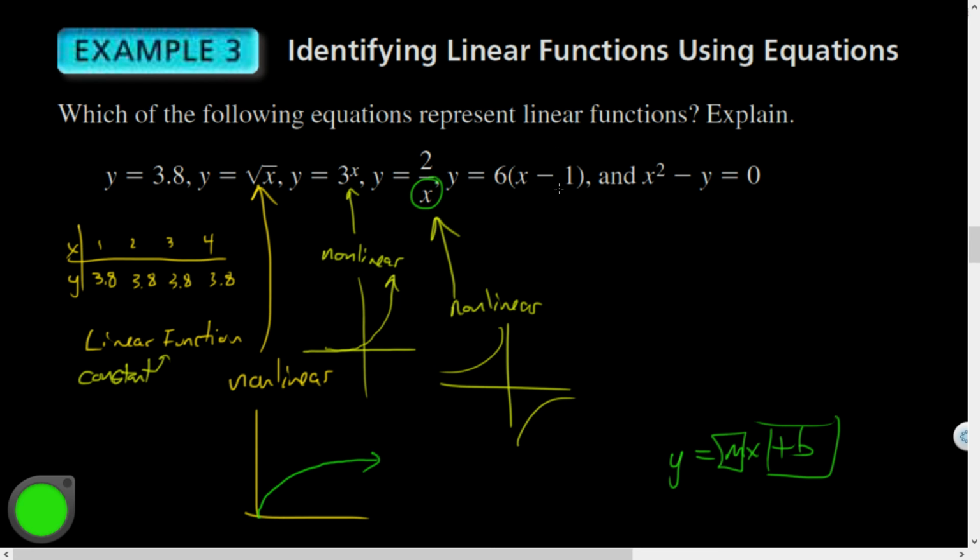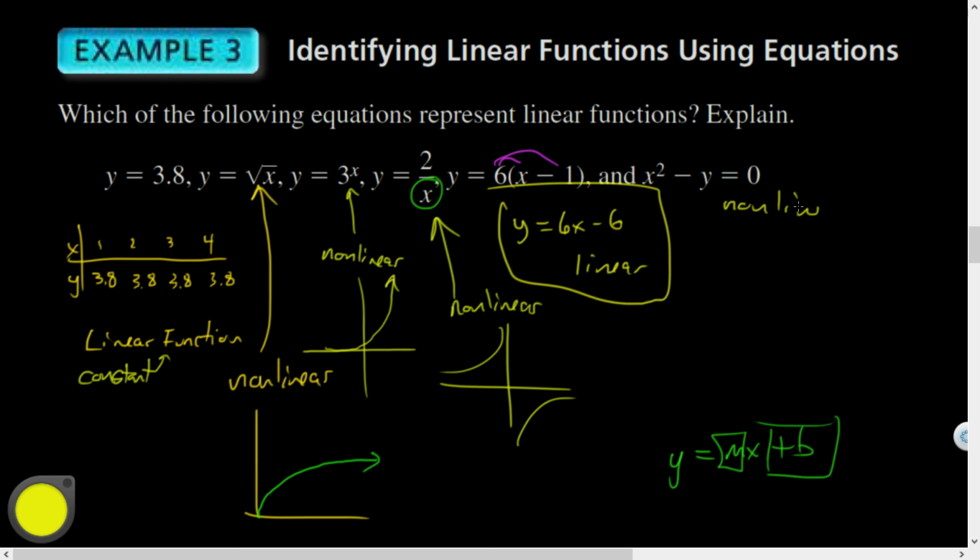How about this one? You think that's going to be linear? Now check this out. What if I distributed this? What if I write that as y equals 6x minus 6? That's actually linear. That was the only other linear one there. And this last one is nonlinear.